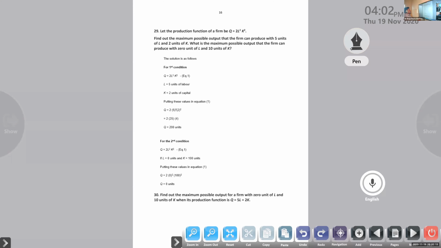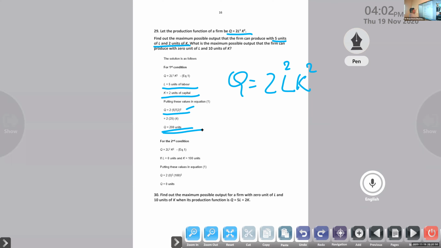Yeah, 29th question. The production function of a firm is Q = 2 L^2 K^2. Solution you can see here. What do you want to find here? Find the maximum possible output that the firm can produce with 5 units of L and 2 units of K. So Q = 2 × 5^2 × 2^2, which is 2 × 25 × 4. The answer is 200 units.